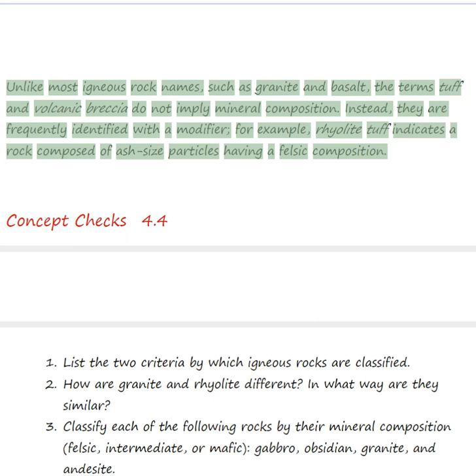Unlike most igneous rock names, such as granite and basalt, the terms tuff and volcanic breccia do not imply mineral composition. Instead, they are frequently identified with a modifier. For example, rhyolite tuff indicates a rock composed of ash-sized particles having a felsic composition.